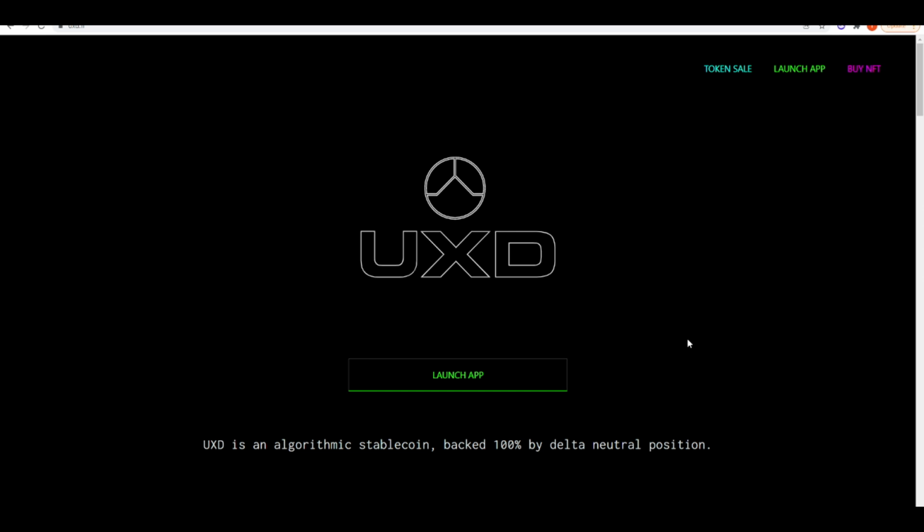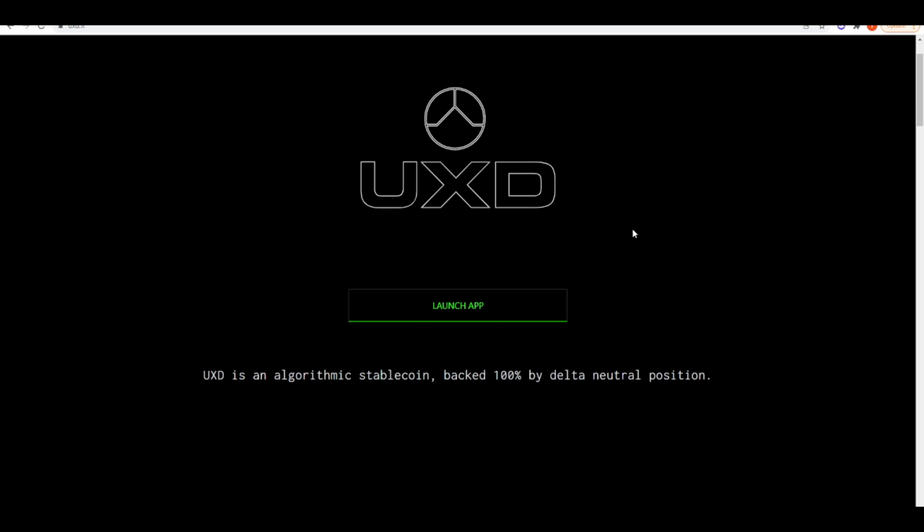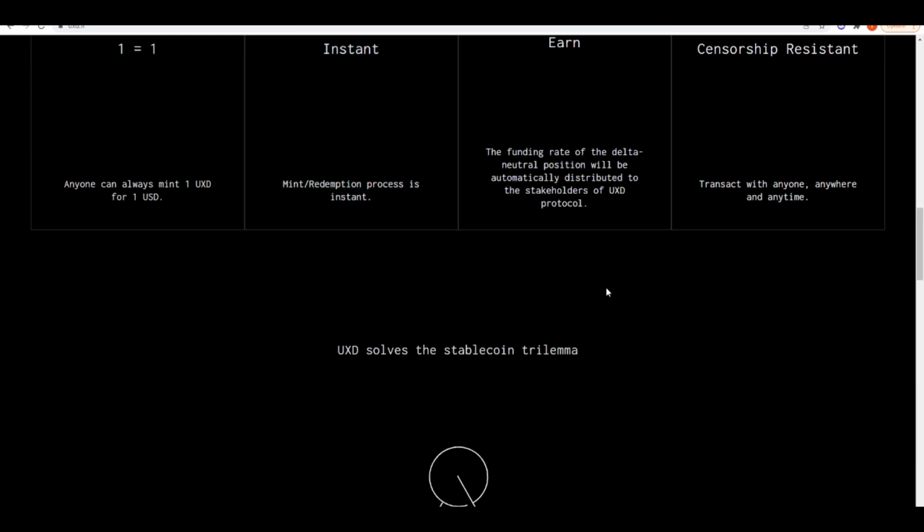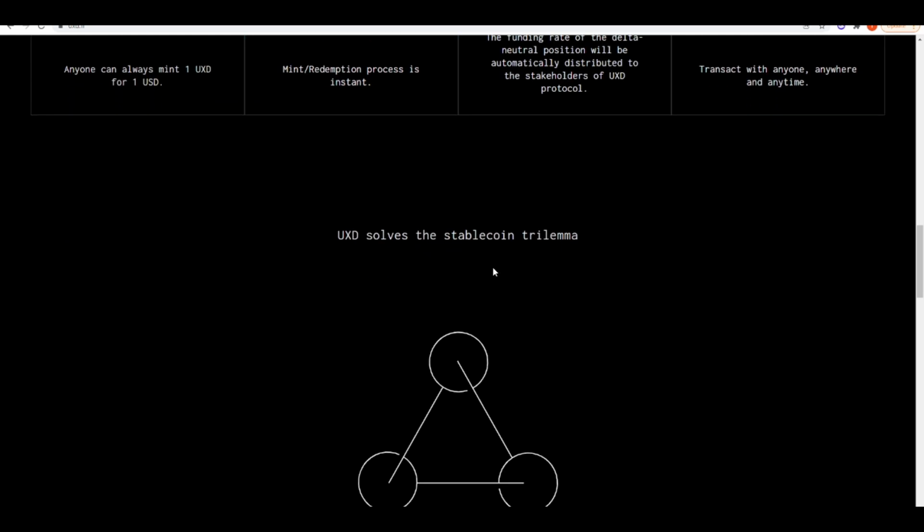I think that UXD has the potential to be the sort of brand new hot stablecoin that everyone uses in the Solana ecosystem, if they can execute well, similar to how everyone uses UST on Terra, or how people might be using MIM quite a lot when they do their DeFi transactions on Avalanche, for example. So let's talk about UXD, why it's important, and how it solves the stablecoin trilemma.